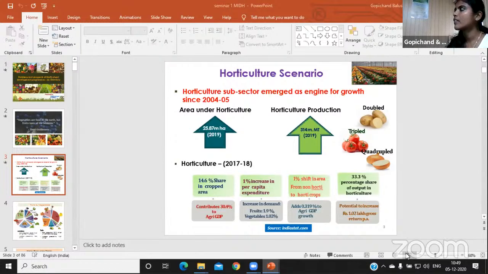For flowers, cut flowers, bulbous flowers, and loose flowers, they are providing subsidy under the NHM scheme. For loose flowers, they are giving 40,000 rupees per hectare. For cut flowers and bulbous flowers, they are giving 1 lakh per hectare. The maximum area is 2 hectares per beneficiary, and it includes 40% of the total cost.